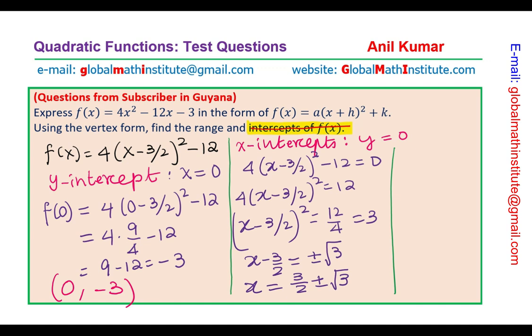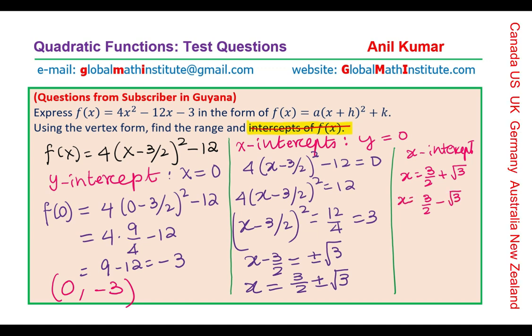So let me write the x-intercepts as x equals 3 by 2 plus square root 3, right? Or, I should say, 3 by 2 minus square root 3. Is that clear to you? So we got two x-intercepts in this particular case as expected. Parabola opening up with a negative minimum value will have two x-intercepts. Perfect. So I hope you have understood how we solve such a question in a test.